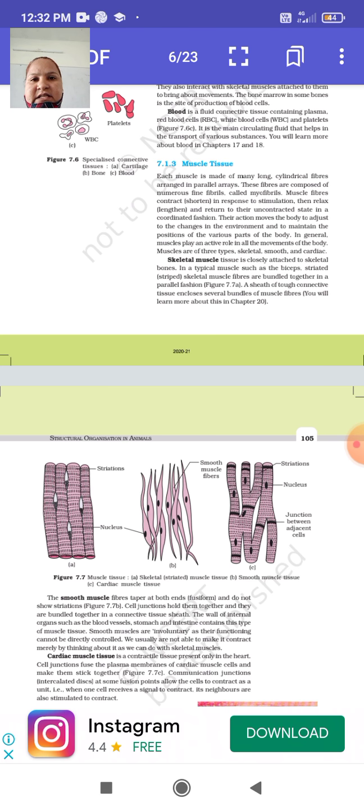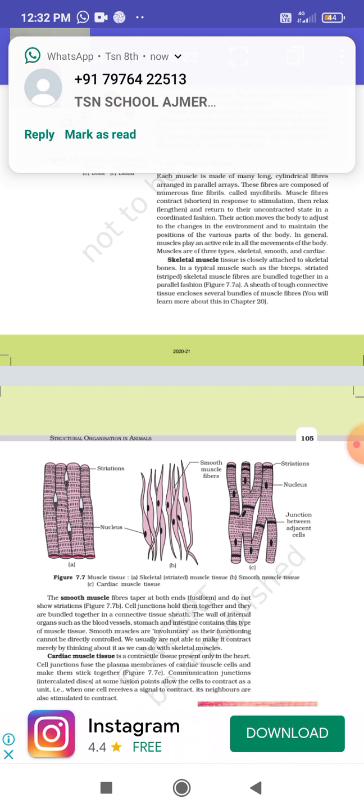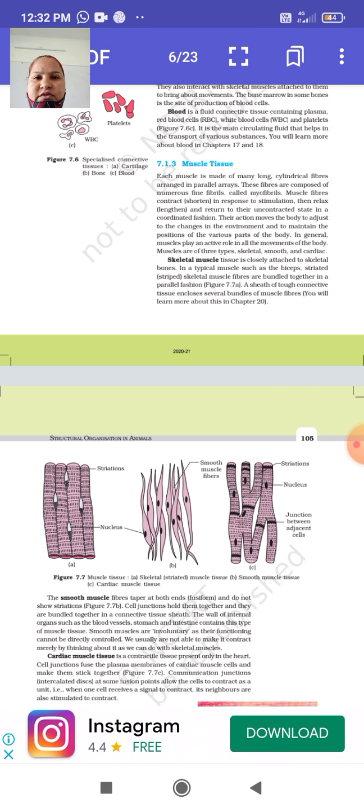Students, we have read till connective tissues. Now we will start with muscle tissues. Muscles are very important as they help in movement.